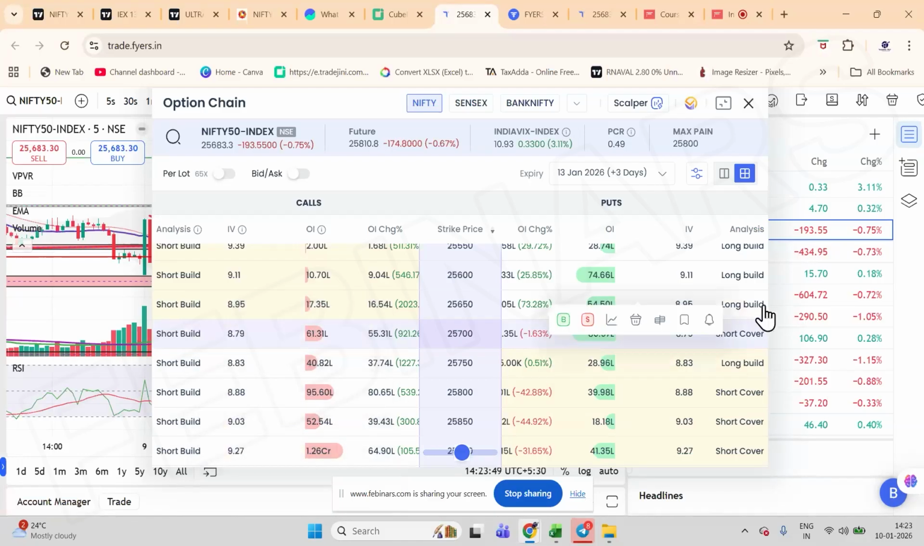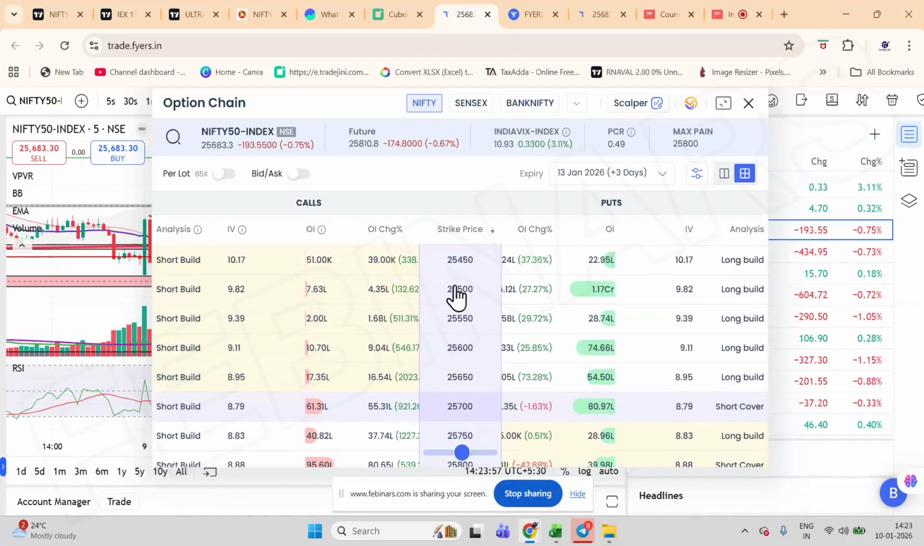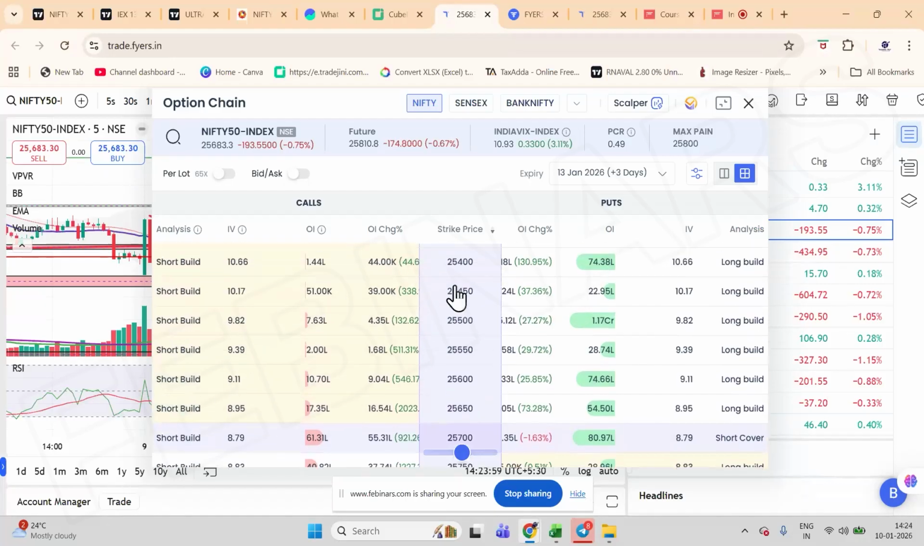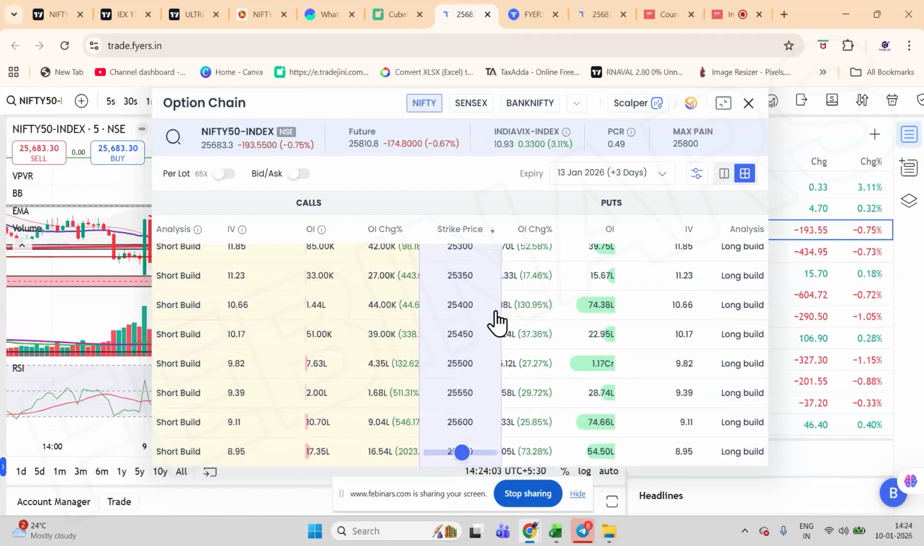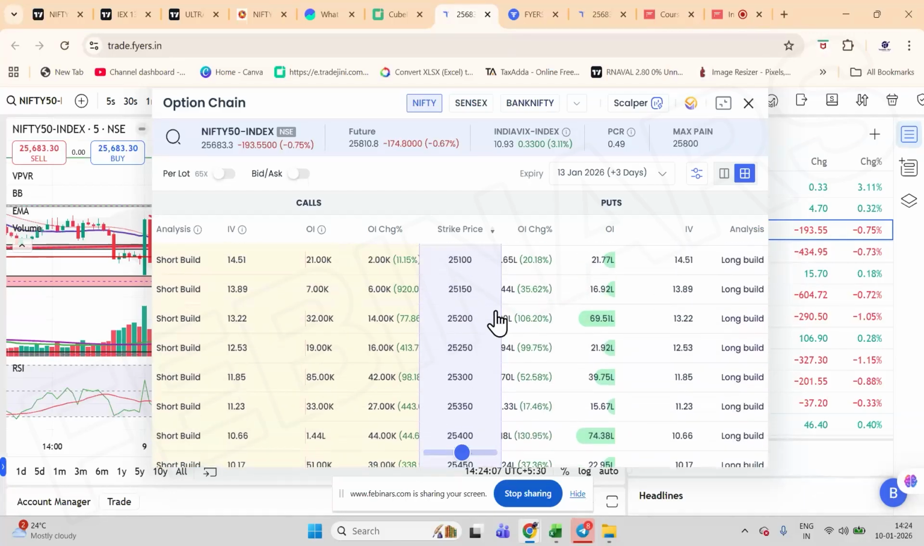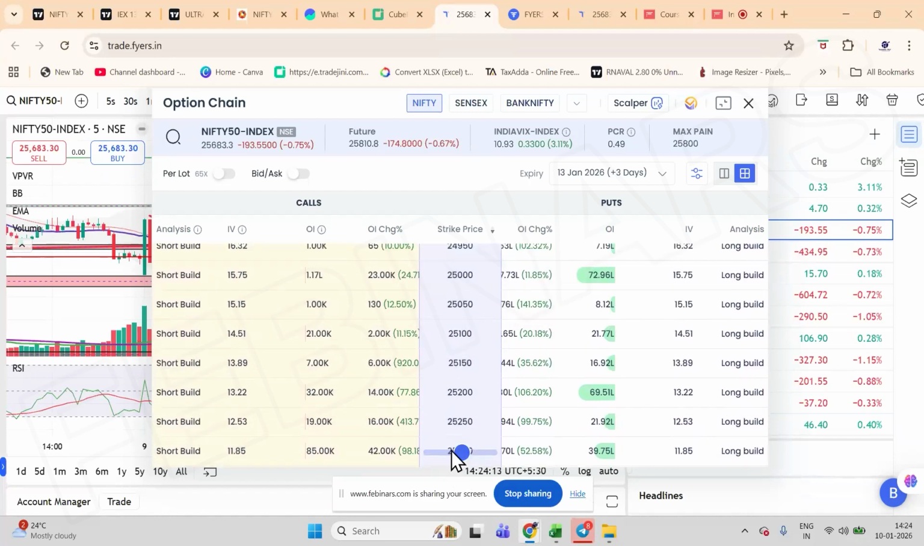So long build-up is seen in 25,650, 25,600, 25,550, 25,500. Healthy increase of change in open interest also has been done. So there is a continuous long build-up in the options. On the put side, it is open.